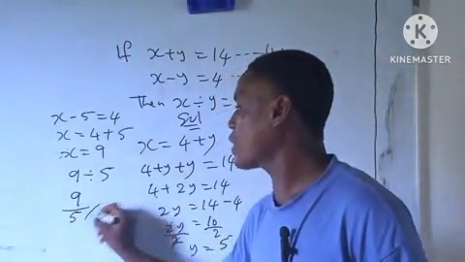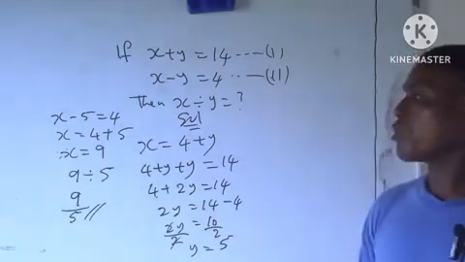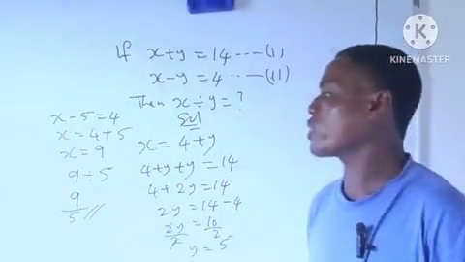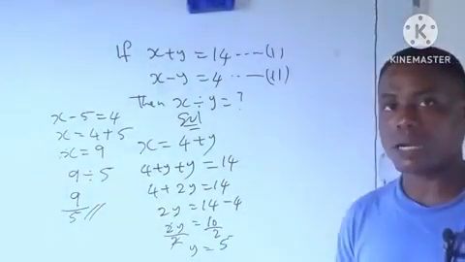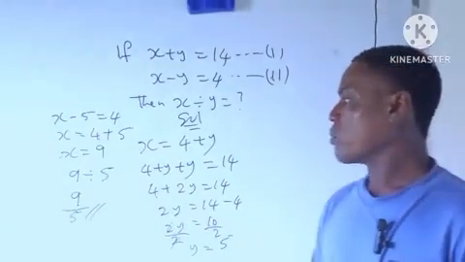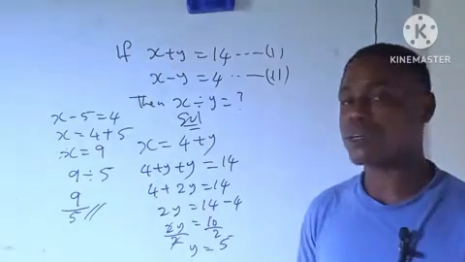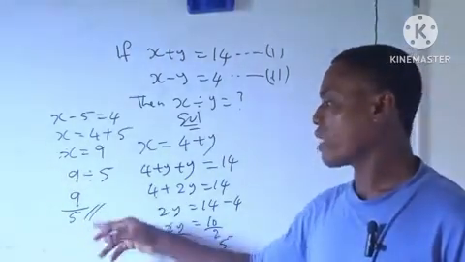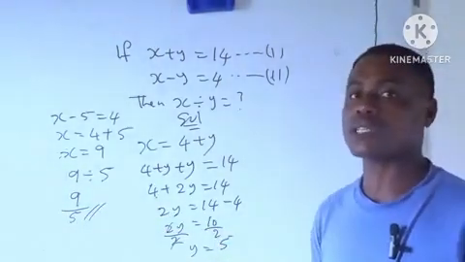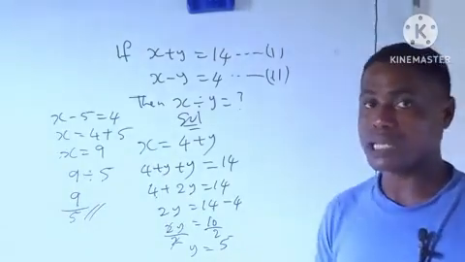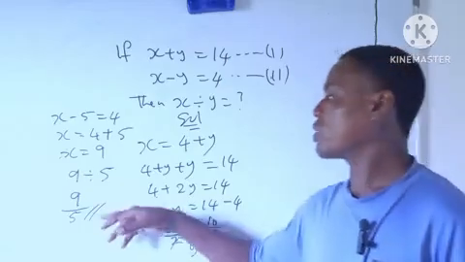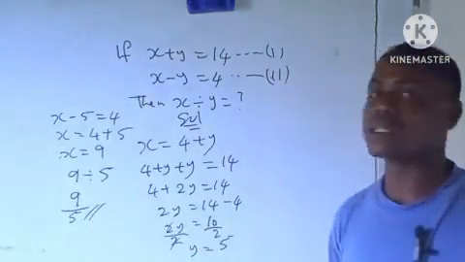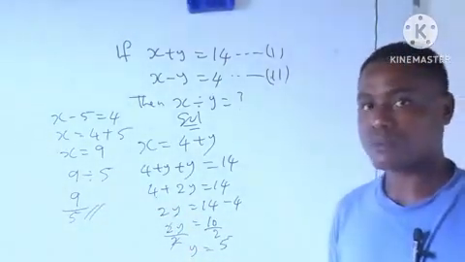So you can leave your answer in this format, okay? 9 all over 5, or you can change it to a decimal number by pressing your calculator, 9 divided by 5. Or you can change it to a mixed fraction. It's left for you. But you can also leave your answer as this improper fraction.